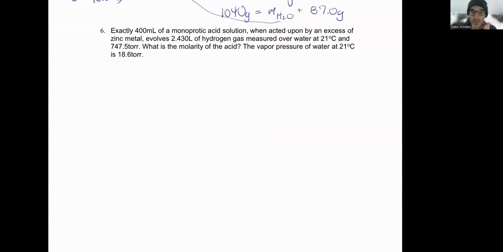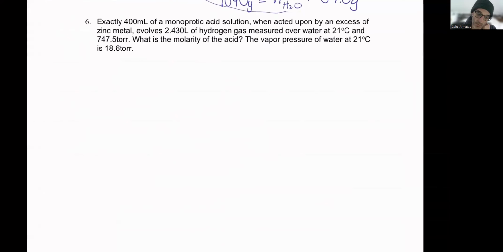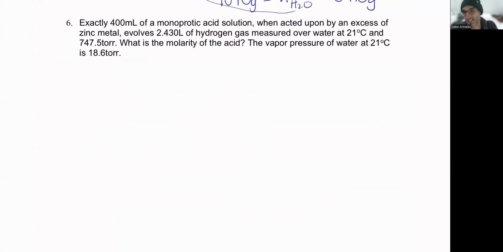All right, last one. This one feels very complicated because this is a gas law problem. Kind of a gas law problem, but let's take a look. Exactly 400 mils of a monoprotic acid solution. Monoprotic acid means one hydrogen is acidic. So whenever I do monoprotic, I'm just going to write HA, some anion with it. So some acid, it doesn't matter what type of acid.